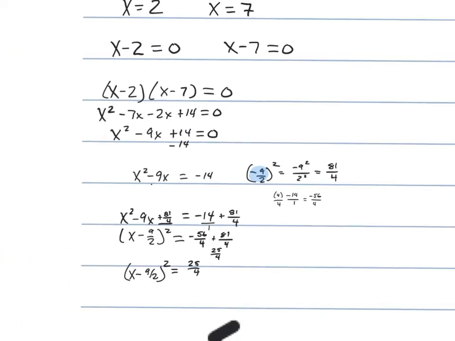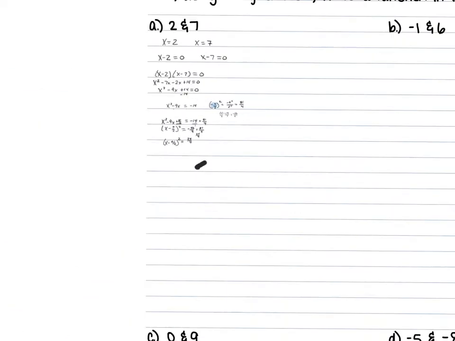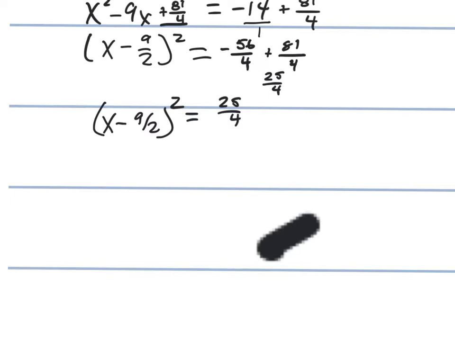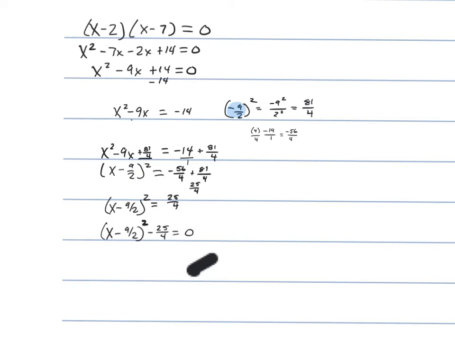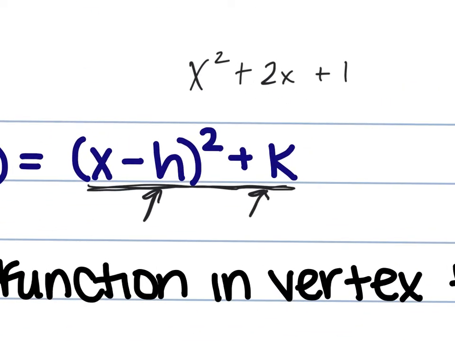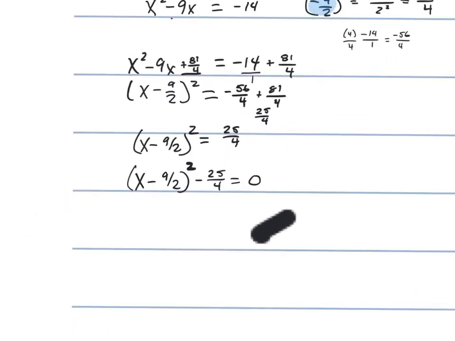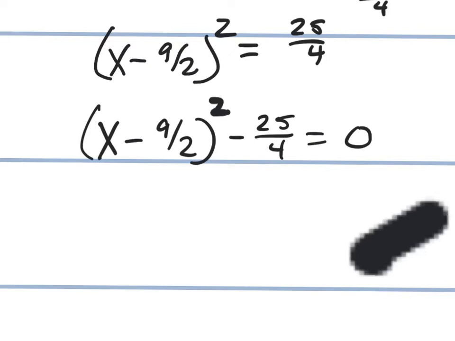Now the last thing that we need to do is we need to get these on the same side. See how they're on the same side? So all we need to do is get that 25 fourths over to the other side. X minus 9 halves squared minus 25 fourths equals 0. Now we have it exactly like it looks up top. There is something in parentheses being squared plus something else. Here we go, something in parentheses being squared plus a negative 25 fourths.